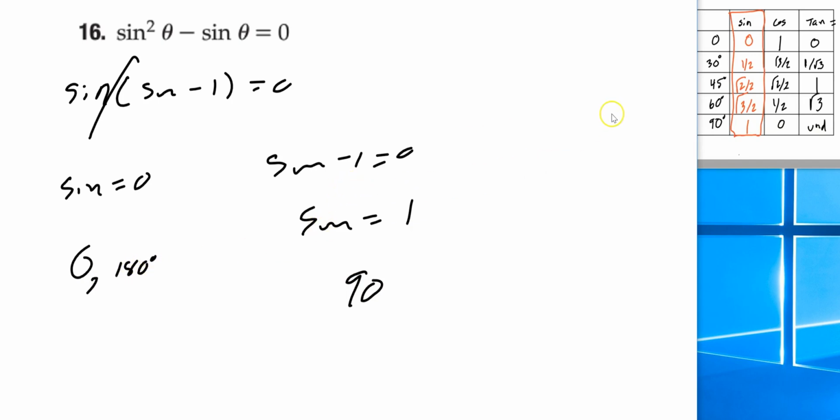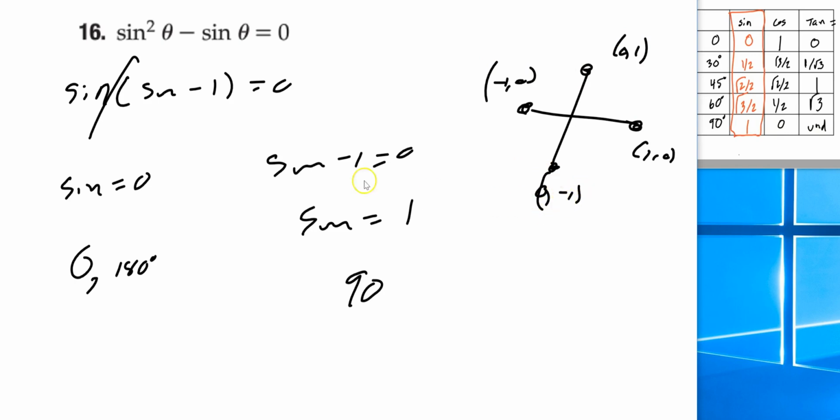If you're doing the triangle method, you have to keep in mind where sine equals 0 and 1. It's always one of those points: 1, 0, 0, 1, negative 1, 0, 0, negative 1. That's how you do it by triangles. So you have your answers. Where does sine equal 0? Right here and right here, 0 and 180. Where does sine equal 1? Right there at 90. That's the idea.